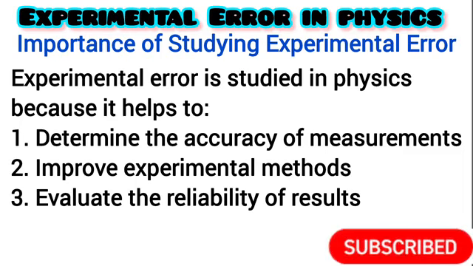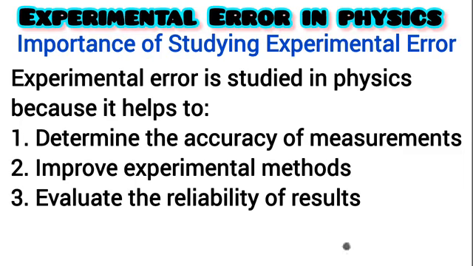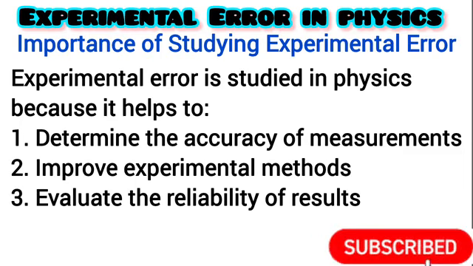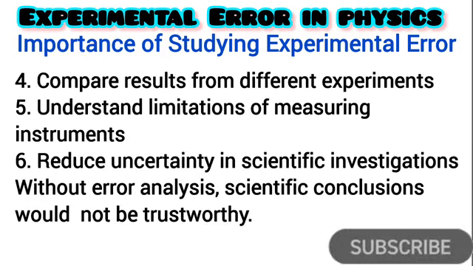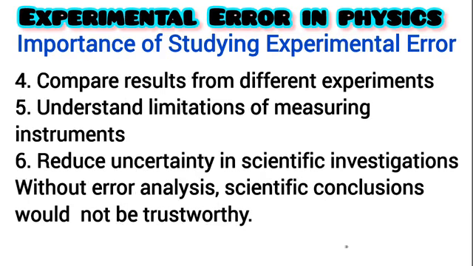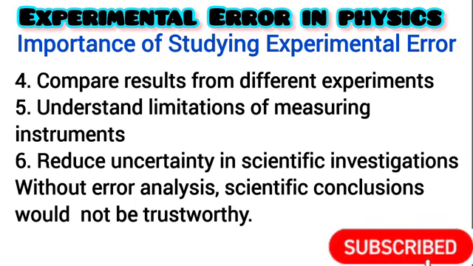Why is it important to study experimental error? It determines the accuracy of measurement and also improves experimental methods. It helps to evaluate the validity or reliability of results, and it also compares results from different experiments. It helps us to understand the limitations of measuring instruments. And finally, it reduces uncertainty in scientific investigation.